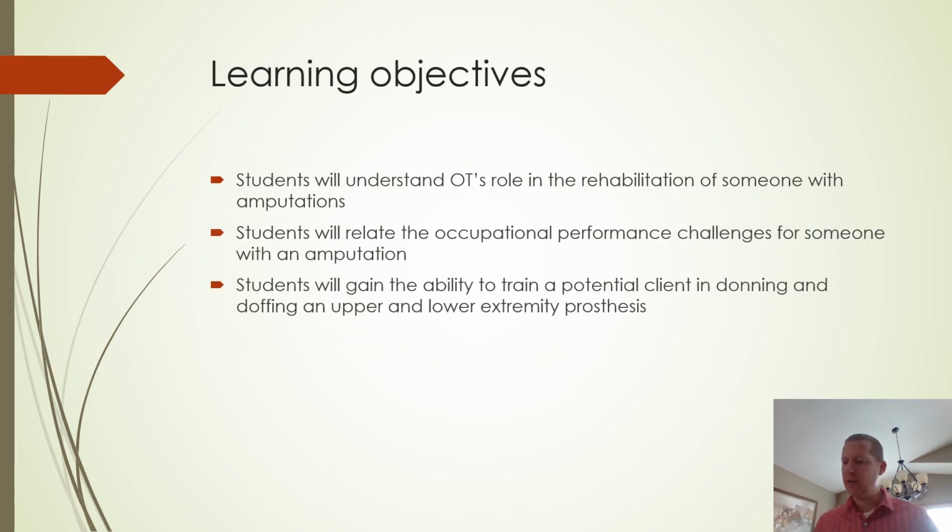So for the learning objectives, students will understand the OT's role in rehabilitation of somebody with an amputation. Students will relate occupational performance challenges for someone with an amputation. And this one actually meets an accreditation standard: that students will gain the ability to train a potential client in donning and doffing an upper and or lower extremity prosthesis. So you'll likely see that one on an exam.